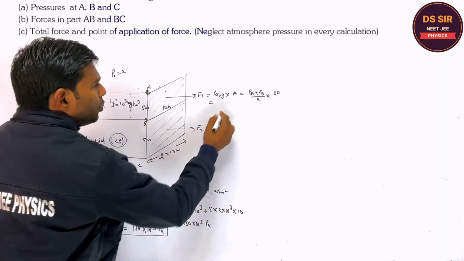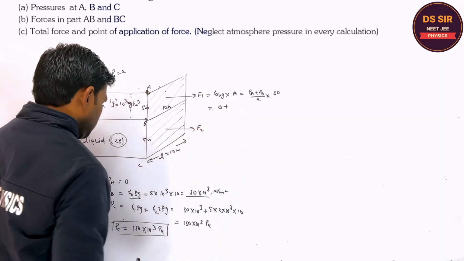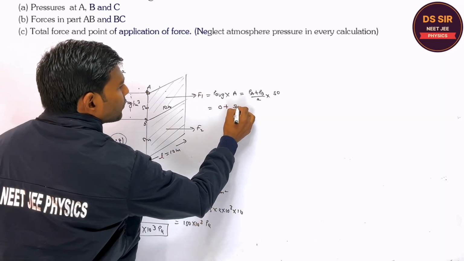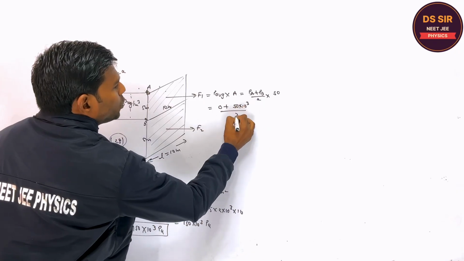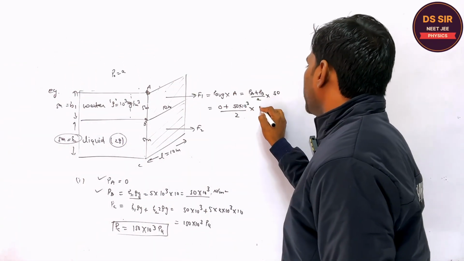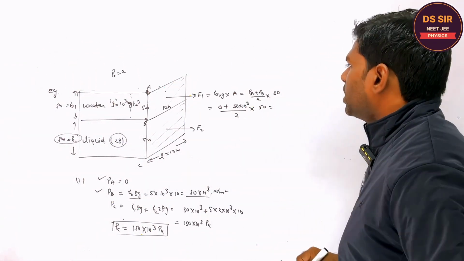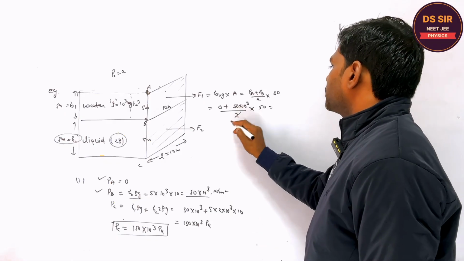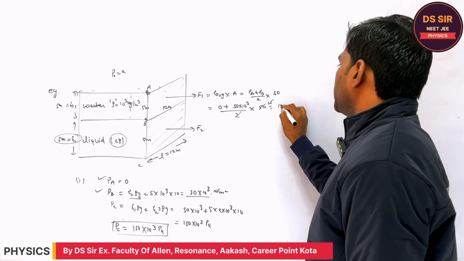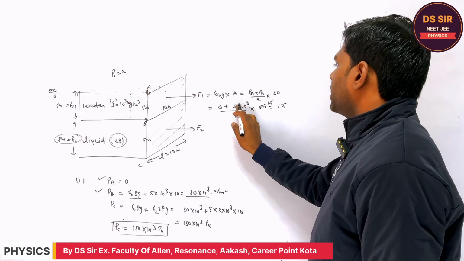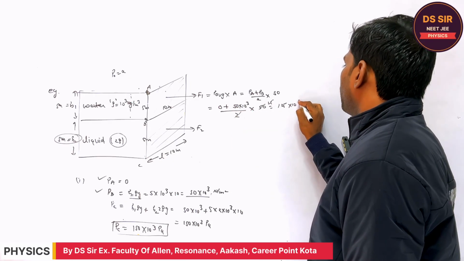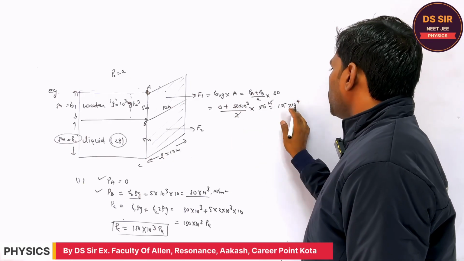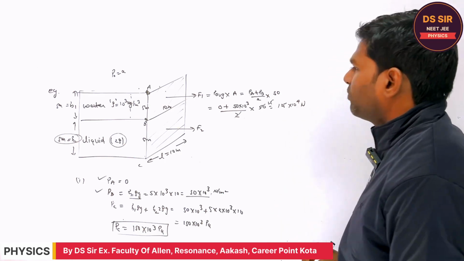So PA is 0. I am writing this side. So 0 plus 50 into 10 to the 3, divided by 2, into what is the area? 50. You will calculate and you can get the answer. This is 25 times 50, which is 1250, so 125 into 10 to the power 4. So this is 125 into 10 to the power 4 Newton.